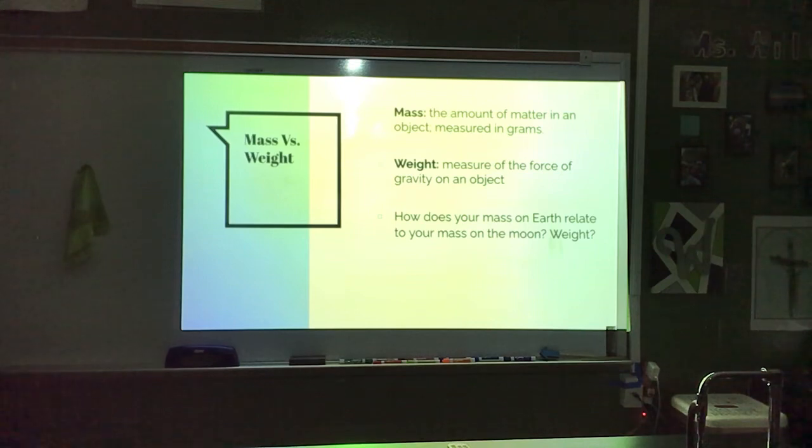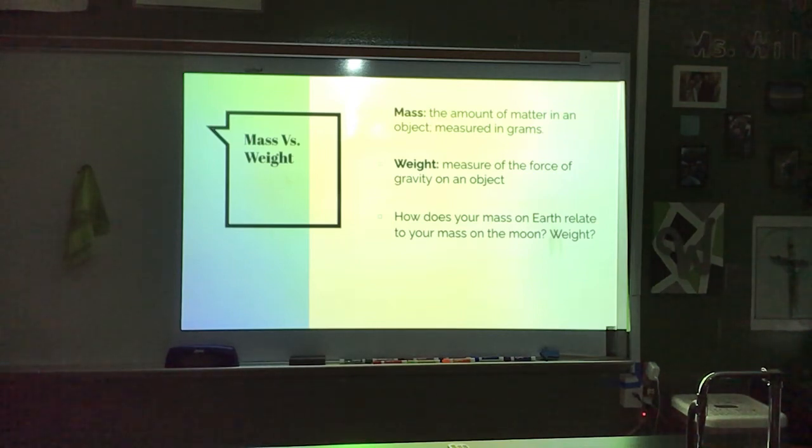Okay, we also need to talk about the difference between mass and weight. Oftentimes you'll hear, especially when we were practicing with the scales the other day, people say, oh, the weight is this, using our digital scale. When we use a digital scale, we're actually talking about the mass, not the weight. The mass is the amount of matter in an object. That's what we measure in grams. So when we had the scales out, we measured in grams, so we're measuring the mass.